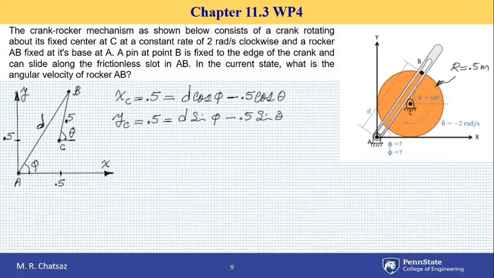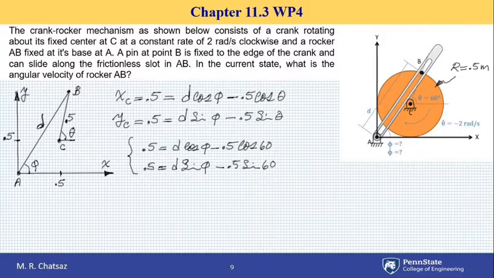So let's take a derivative of these equations. Observe that for the position shown, angle theta is 60 degrees. So let's plug in all variables and all numerical data and then deal with these variables. So I have 0.5 equal to d cosine of phi minus 0.5 cosine of 60, which is actually a number. Then the second equation, I have d sine of phi minus 0.5 sine 60.